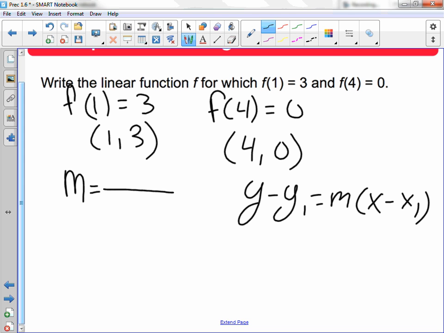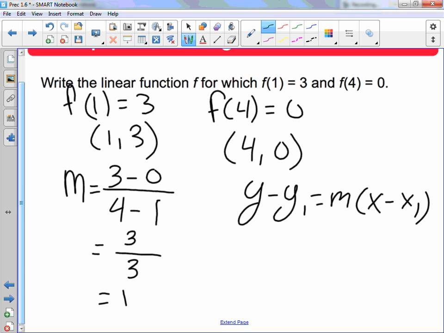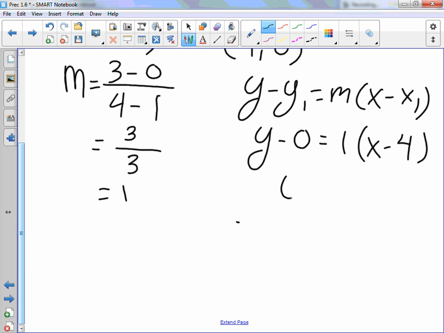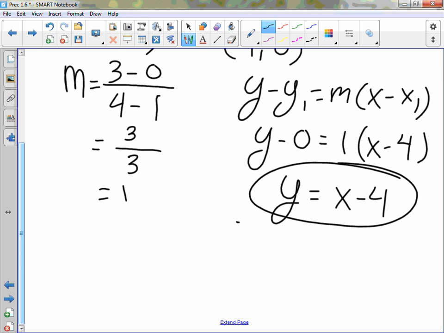Now the slope is going to be y2 minus y1 over x2 minus x1. So for this, 3 minus 0 is 3, 4 minus 1 is 3, and 3 divided by 3 is 1. That's kind of nice. Now we plug the slope in. I can pick one of these 2 points; it really doesn't matter which. Let's do 4, 0: 0 for y, 4 for x. Well, y minus 0 is just y, and 1 times x minus 4 is just x minus 4. So our equation is y equals x minus 4. And that's all we have to do for this.